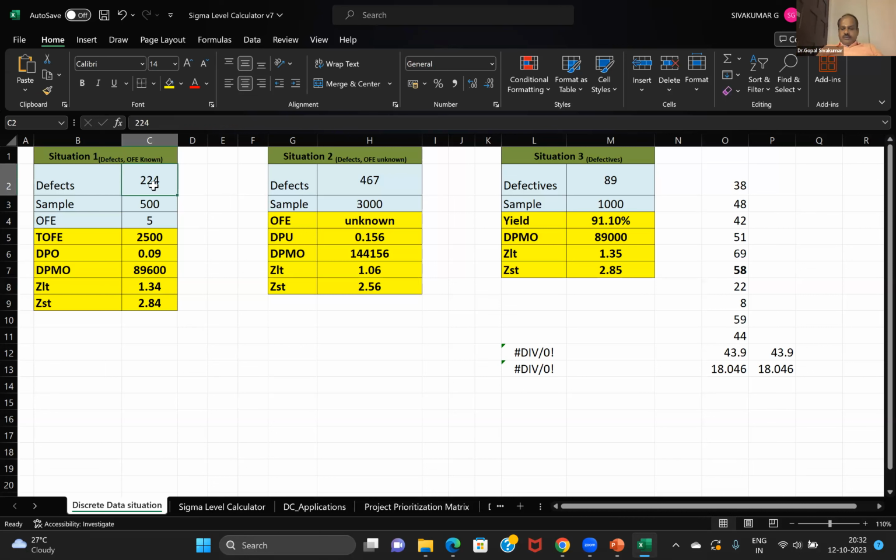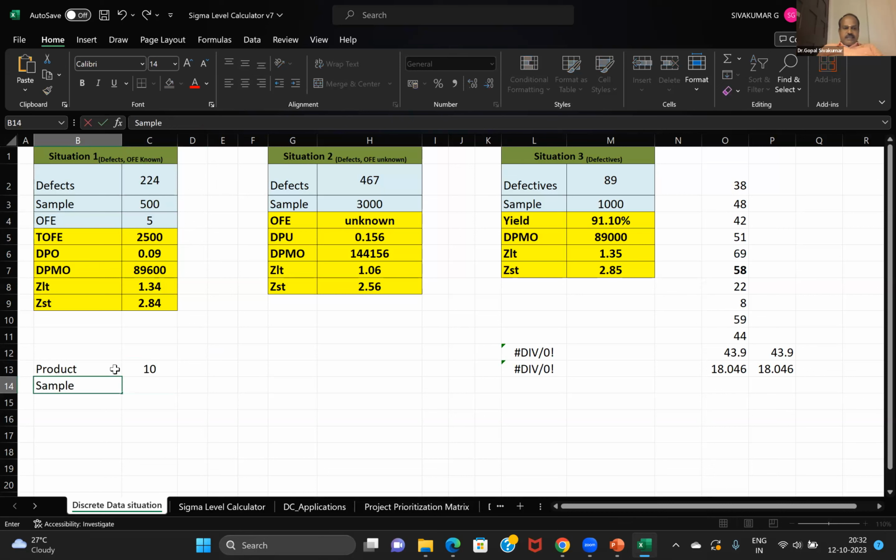All of you, now will you be able to calculate the DPMO for a similar situation? Yes, sir. Imagine you have a product in your company. Your quality inspectors are checking 10 characteristics in your product. How many characteristics? 10 characteristics. Now, your quality inspectors have taken a sample of, let us say, 300 pieces. Now they found, let's say, 134 defects. Now I want you to calculate the DPMO.